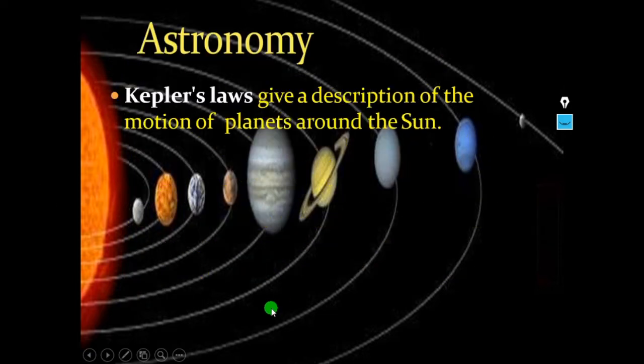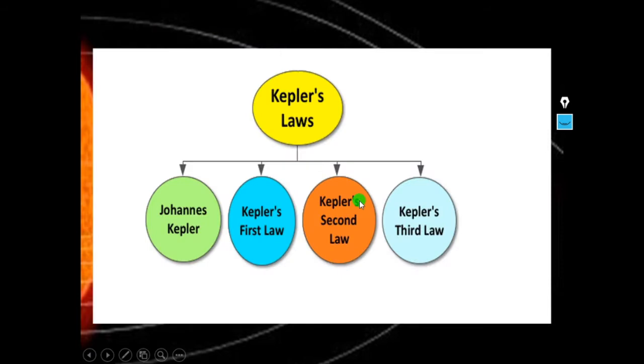Kepler's laws give a description of the motion of planets around the sun. These laws help us to understand how the planets are moving around the sun. These laws were derived by Johannes Kepler, who has given three laws. The first is Kepler's first law, also called the law of orbits. The second is Kepler's second law, also called the law of areas. And Kepler's third law is called the law of harmonics or law of periods.